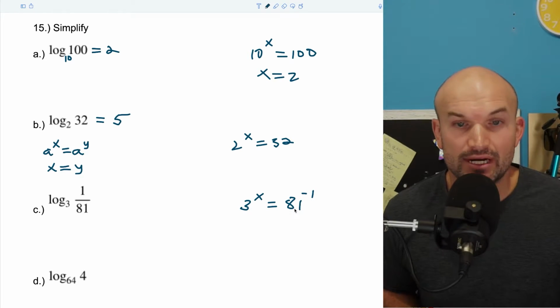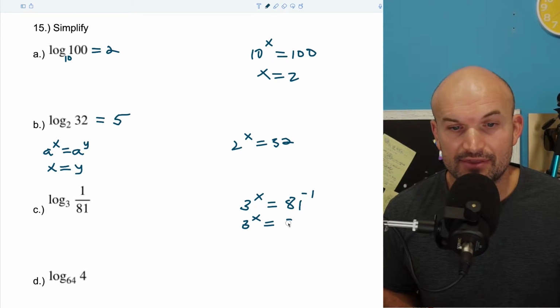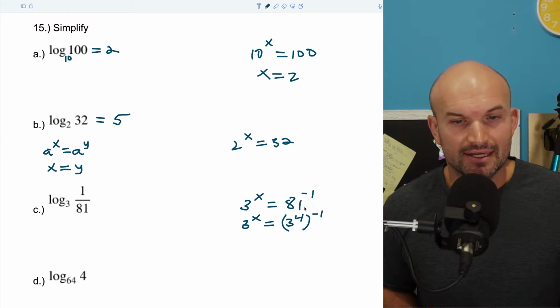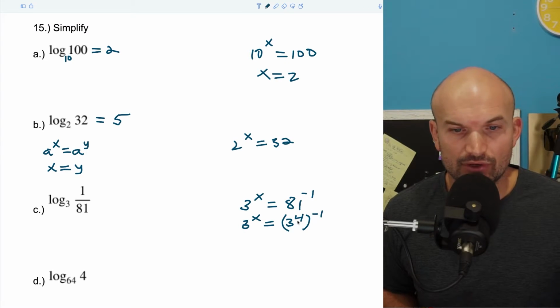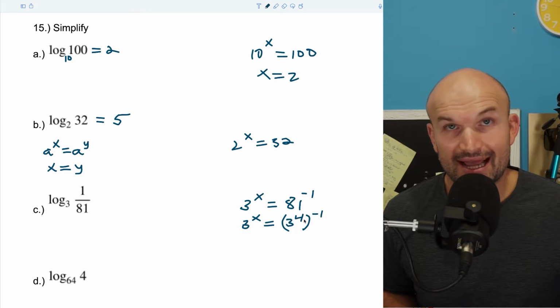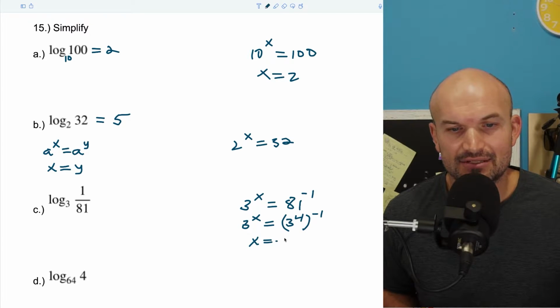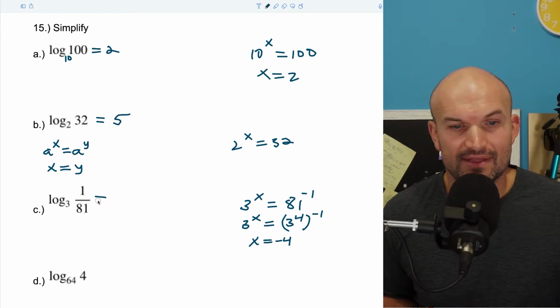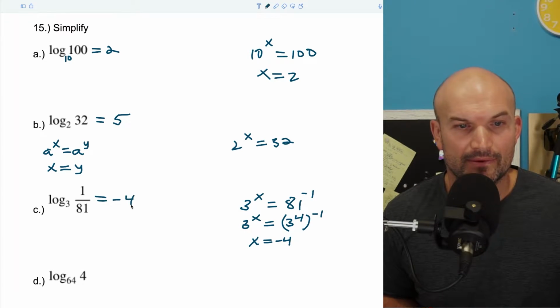So 3 raised to what number equals 81? Well, guess what? That is going to be 4. So I can say 3 to the fourth power is the same thing as 81, and that's raised to the negative first power. Now using the power rule of exponents, negative 1 times 4 is going to be negative 4. So therefore, x is equal to negative 4. So when I want to say 3 raised to what number equals 1 over 81, that's just going to equal negative 4. Okay, because again, that makes sense.